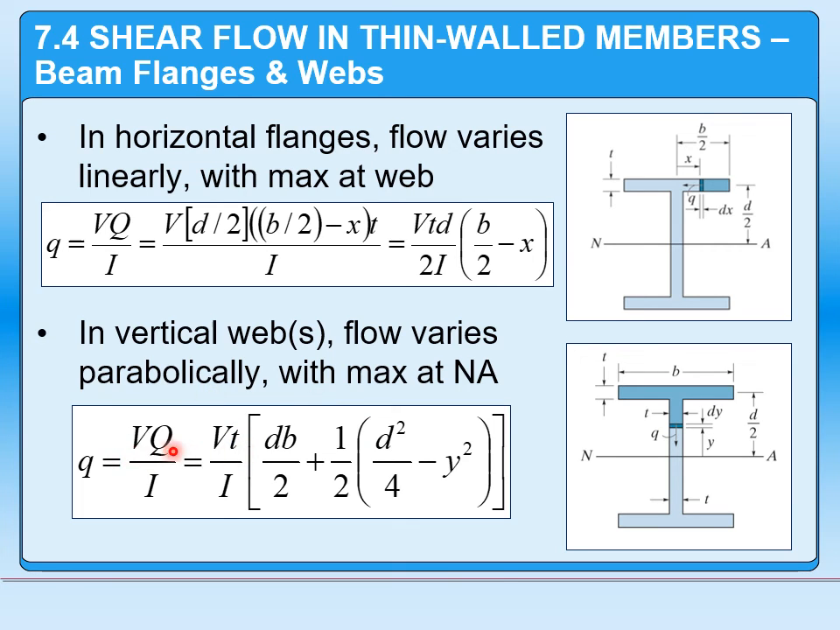Keep in mind, it's still going to be proportional to the shear force and divided by the moment of inertia. It's going to have the thickness in here as well. But in this case, we're going to see that it's going to vary as d squared divided by 4 minus y squared. So again, the further you get away from the neutral axis, in this case measured by y, the higher the shear flow is going to be. So this is a relatively simple equation to look at I-beams, and particularly the shear flow in the webs.